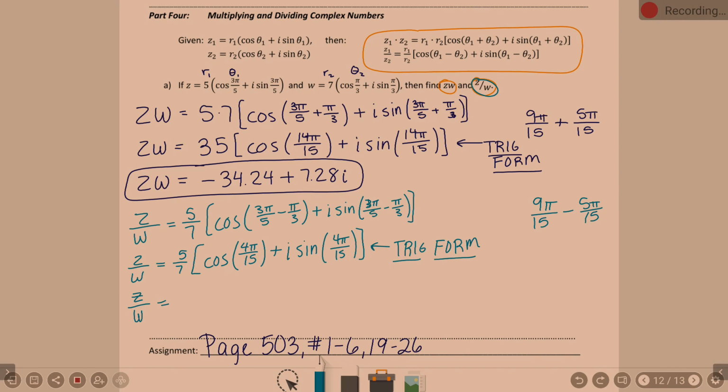Is your answer matching my answer? They're both decimals around 1/2 if you're getting it correctly. So if we're going for that a plus bi form, what are you guys writing? 0.15. Okay. So 0.48 plus 0.53i.